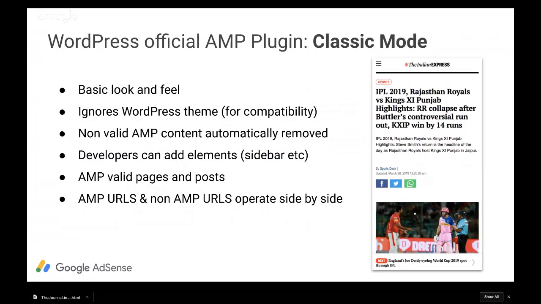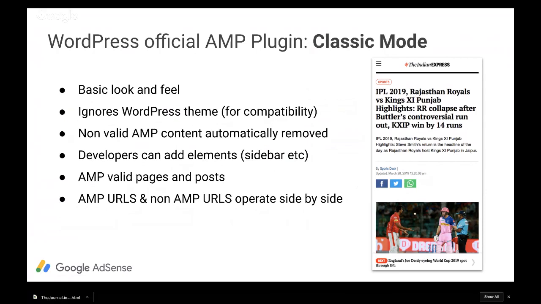Classic Mode provides an easy introduction to AMP. This was the default and only option available in previous versions of the plugin. Classic Mode features a basic look and feel. To ensure compatibility, it disregards your existing WordPress theme. And in Classic Mode, the plugin automatically converts all content to AMP-valid content. Any non-AMP-valid content is automatically stripped out for your AMP pages.